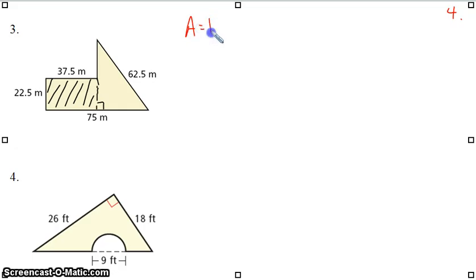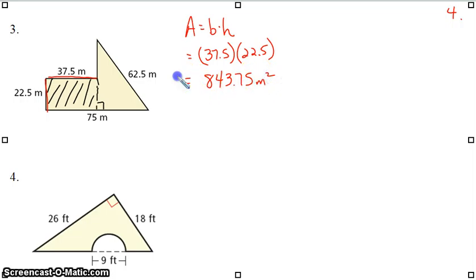So area of a rectangle, base times height. Our base here seems to be 37.5 and our height 22.5. So base 37.5 times our height, which is 22.5. Excellent. Let's go ahead and multiply those out. You can put that in your calculator. And we get a total area for that rectangle of 843.75. Excellent. And remember, this is meters squared. So there's part one.